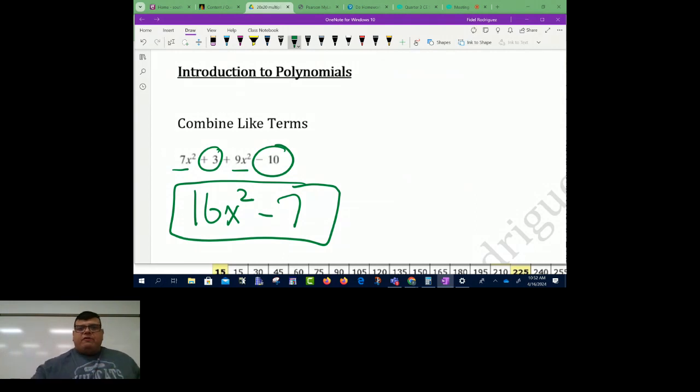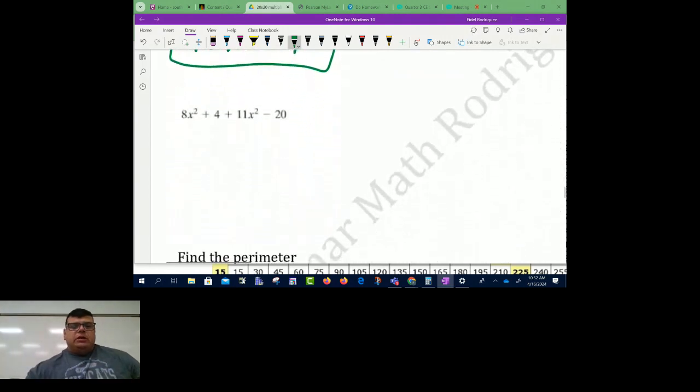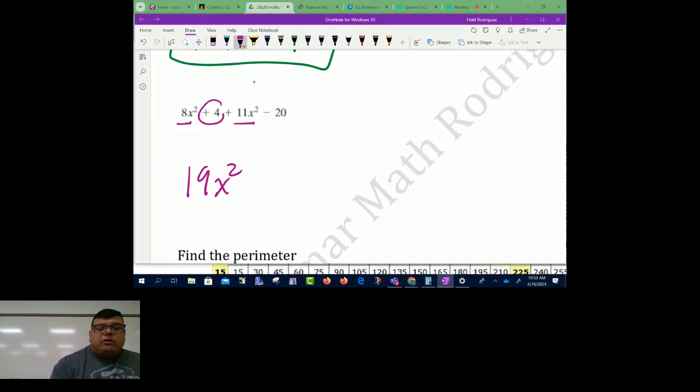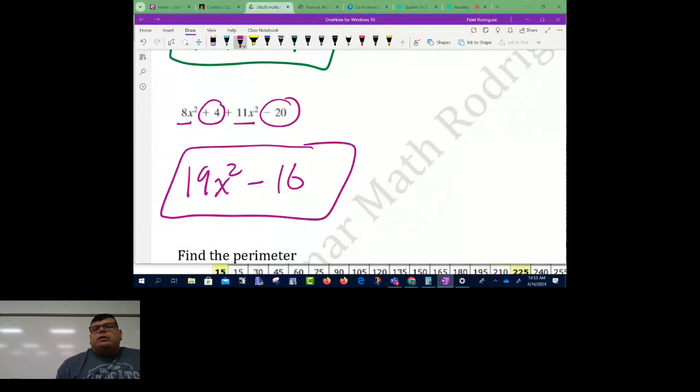All right. So y'all, for the next part that we got here, let's take a look at this one. Excuse me. 8x squared and 11x squared. 8 and 11, y'all, that's 19. Okay. And then right here, a +4 and a -20. So if I had $4, but I owed you 20, and I gave you 4, I would still owe you 16, right?